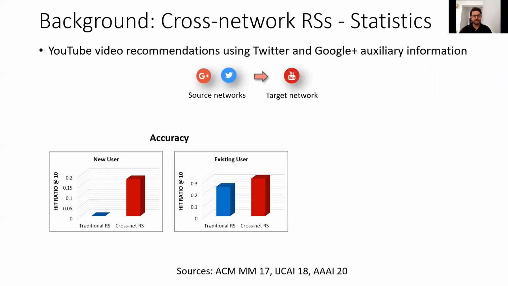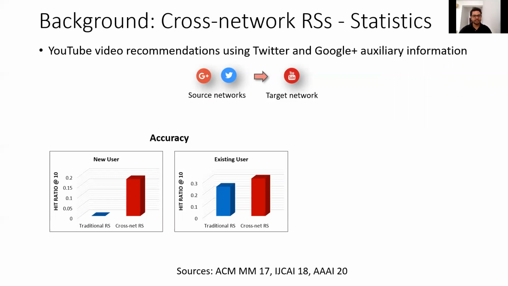And these are some of the results obtained by our previous studies, just to show how effective cross-network recommendation systems are. Here we use user interaction information from both Google Plus and Twitter to conduct YouTube recommendations. So both Google Plus and Twitter are source networks, and YouTube is the target network. Here we compare the cross-network recommendation results against conventional single network-based recommendation results.